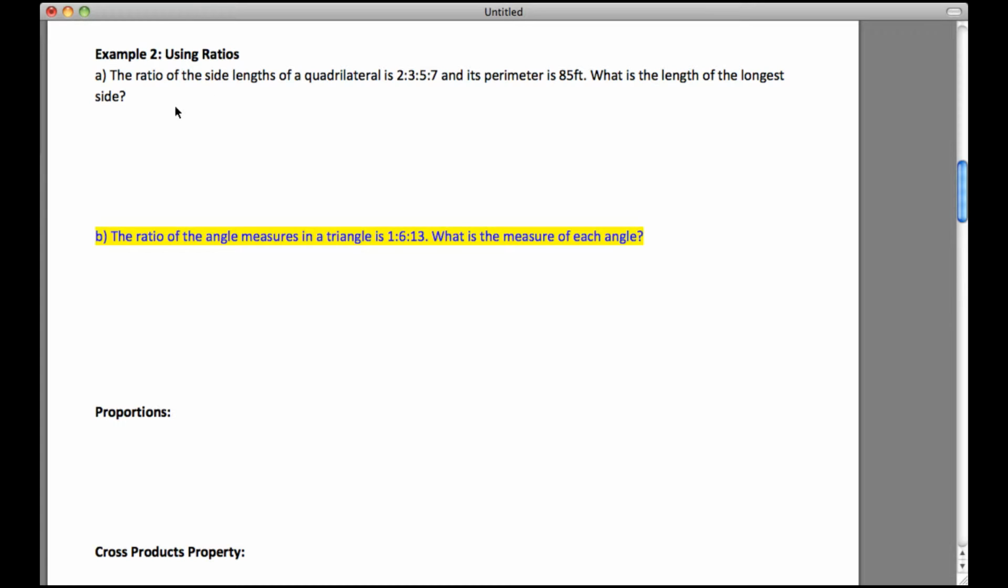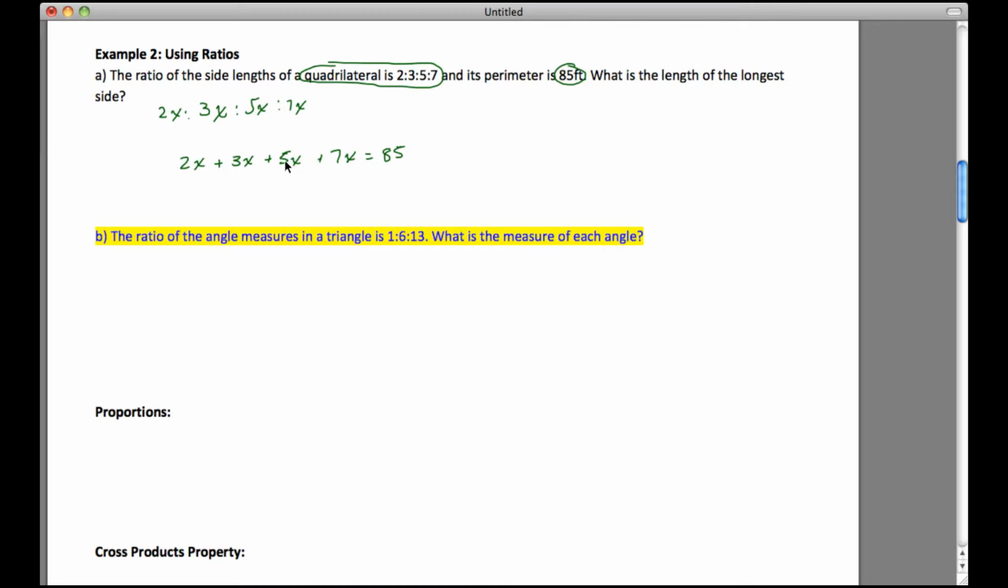And so in this case, what we're going to say is it's really 2x to 3x to 5x to 7x, because if x is 1, then it's 2 to 3 to 5 to 7. But if x was 2, it would be 4 to 6 to 10 to 14, but that would reduce down to 2 to 3 to 5 to 7. And so if this quadrilateral, which has 4 sides, has a perimeter of 85 feet, what we're going to say is 2x plus 3x plus 5x plus 7x is equal to 85, because regardless of what x is, it's all going to add up to 85 when we get done.